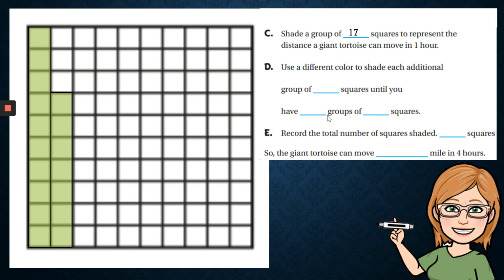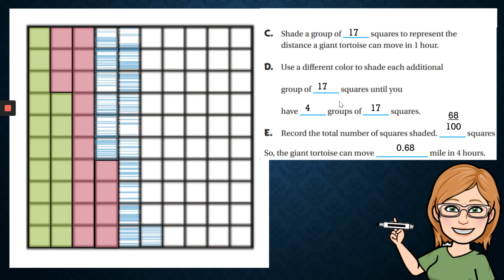Use a different color to shade in each additional group of 17 squares until you have 4 groups of 17 squares. So when you record your total number of shaded squares, it should be 68 out of 100. 4 times 17 equals 68. So the giant tortoise can move 68 hundredths of a mile in 4 hours.